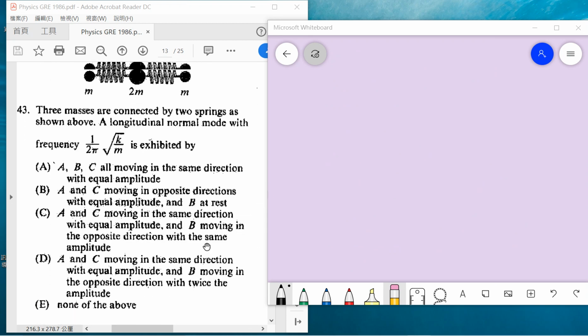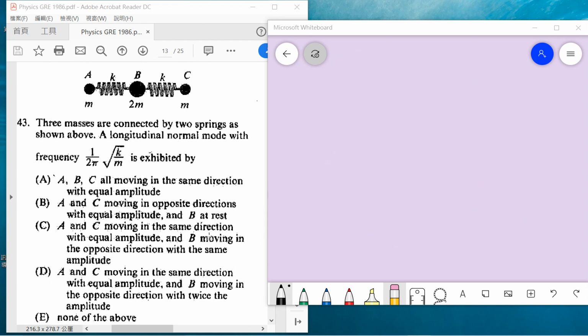Next, 23. Oh, nice. There are 2 springs, and the normal, longitudinal normal modes. If you are good at mechanics, you can write down the Lagrangian and solve it. The good thing is that I will not do this, because this question just asks what the equation of motion should look like. So first we want to ask how many normal modes it has.